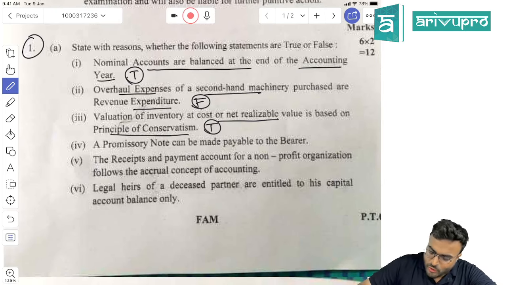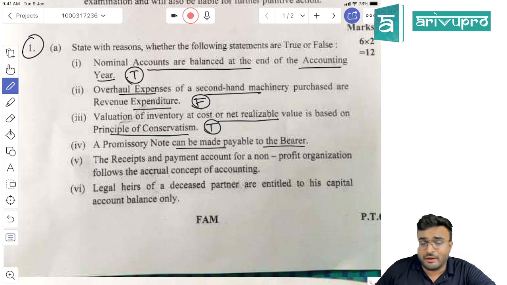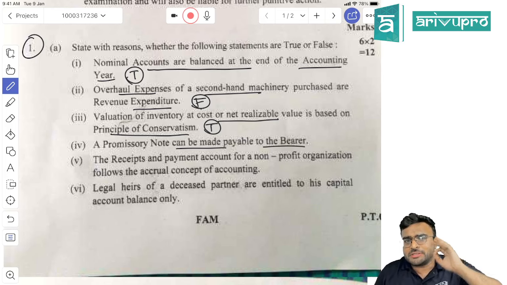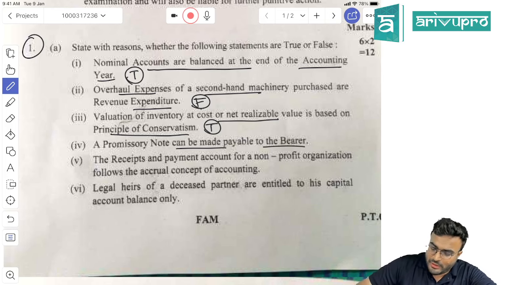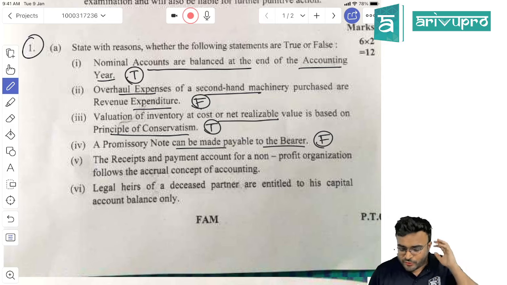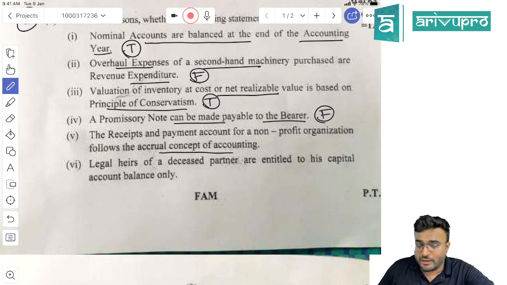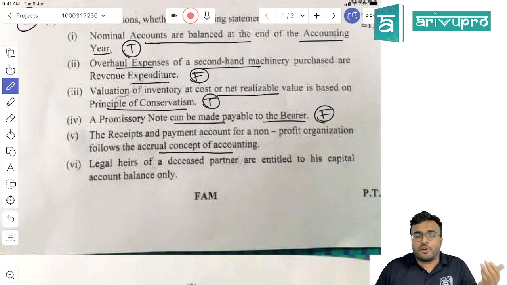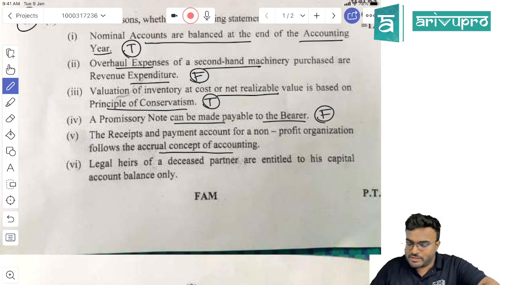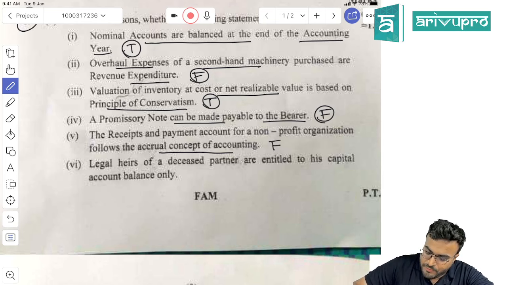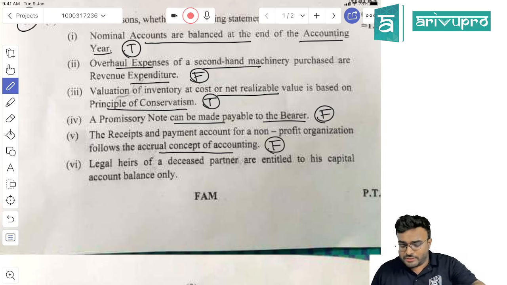A promissory note can be made payable to the bearer. A bill of exchange you can make payable to bearer, but a promissory note you cannot make payable to bearer. You need to have a specific person over there. So this is false. The receipt and payment account for a non-profit organization follows the accrual concept of accounting. The accrual concept is followed when you prepare the income and expenditure account, but the receipt and payment account is a cash system. So it is false. It is a cash book, obviously.